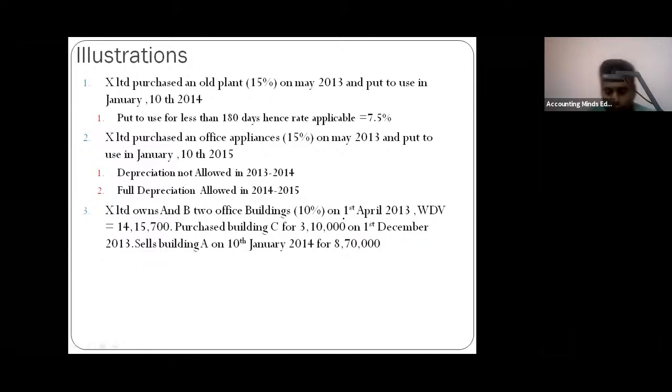Third one. Please solve the third problem. Please find out depreciation for the year 2013-14.